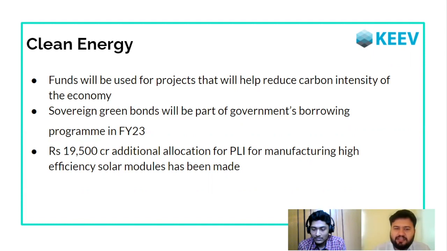The only difference is that here the government will give a commitment to the bondholders that ये जो पैसा मैं उठा रहा हूँ आपसे, ये मैं सिर्फ ग्रीन इनिशिएटिव्स के लिए यूज करूंगा. So anything that helps reduce the carbon intensity, anything that helps reduce dependence on carbon-based fuels or fossil fuels, will come under this. So things like solar projects, hydro projects, all of these things, ये सब चीजों के लिए the government will raise these green bonds.